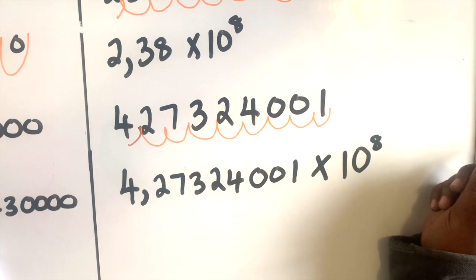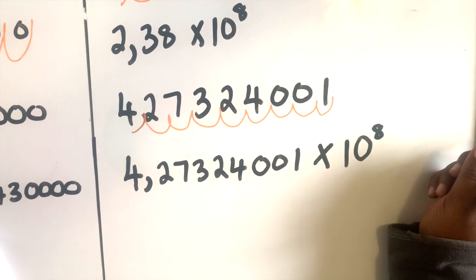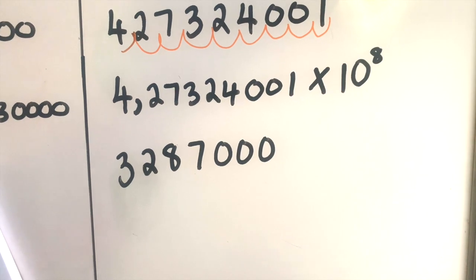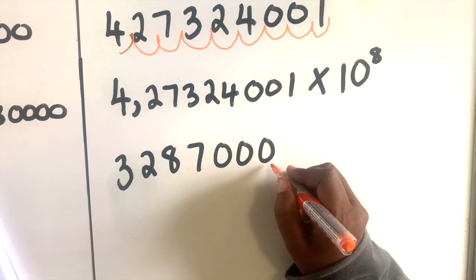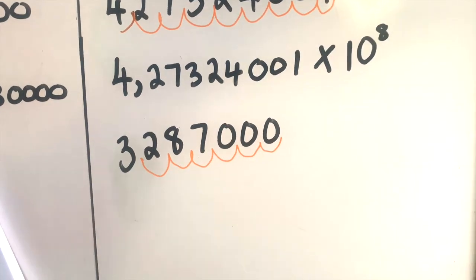Okay, my example was not good. It doesn't mean every time it's to the power 8. Okay, let me do another one when it's not to the power 8. Right, let's look at this example. How many times am I going to move until I have one digit before the comma? 1, 2, 3, 4, 5, 6. The comma will be there.